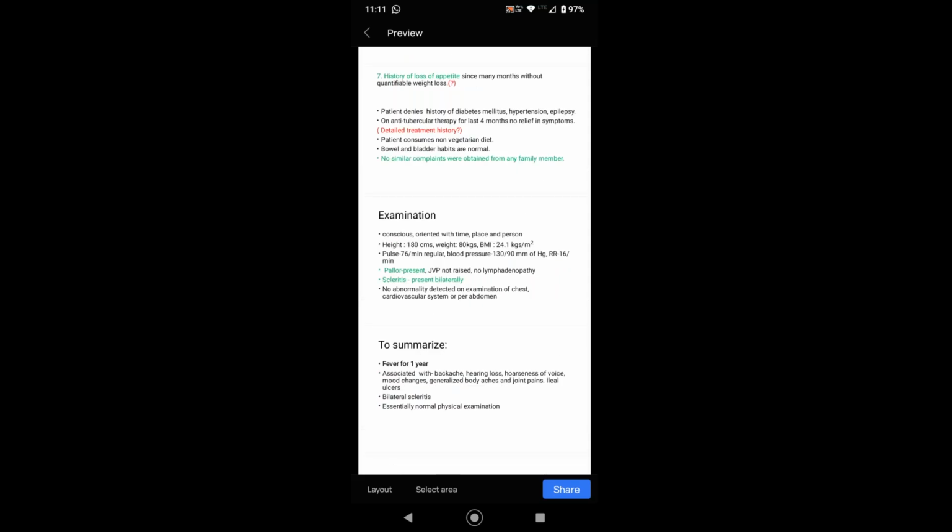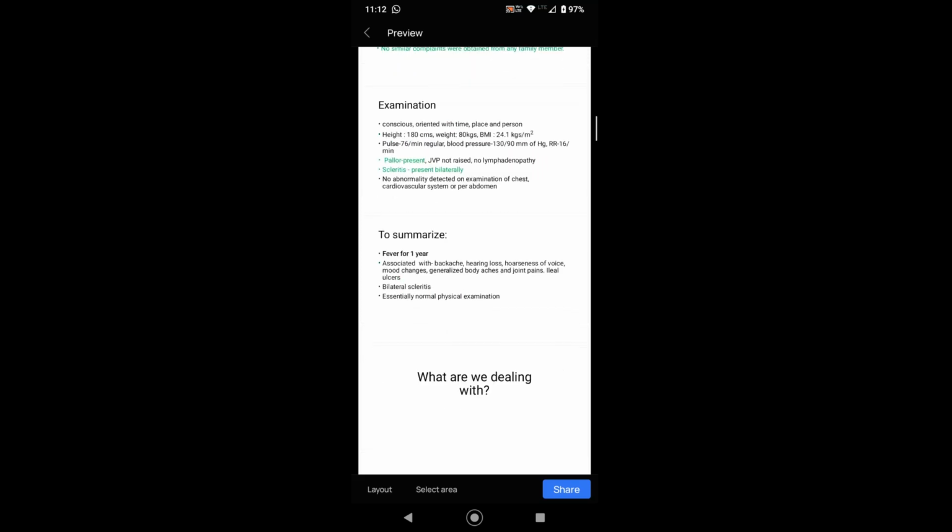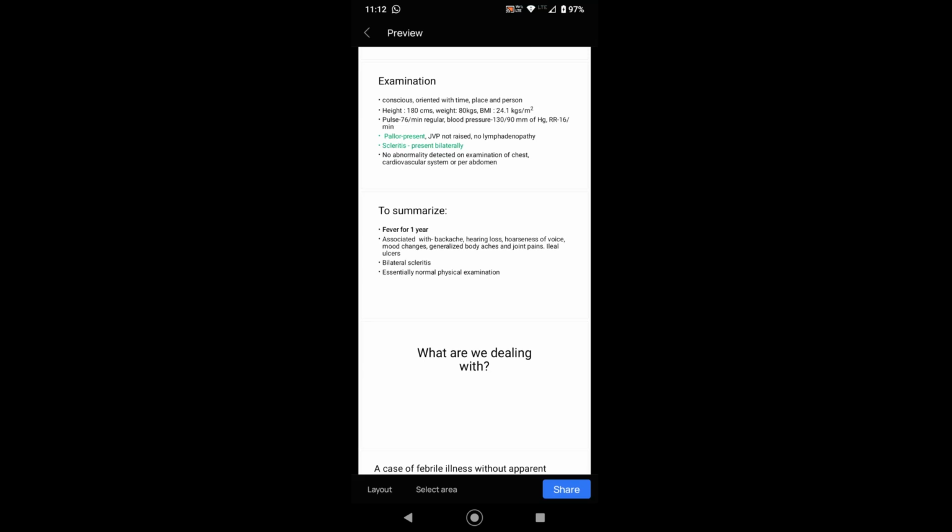Examination: the patient was conscious, oriented with time, place and person. His height is 180 centimeters, weight is 80 kgs, BMI 24.1 kgs per meter square. The pulse was 76 per minute, regular. BP was 130 by 90 mmHg. Respiratory rate was 16 per minute. Pallor was present, JVP not raised, no lymphadenopathy. Scleritis was present bilaterally. No abnormality detected on the examination of chest, cardiovascular system or per abdomen. To summarize, fever for 1 year associated with backache, hearing loss, hoarseness of voice, mood changes, generalized body aches and joint pains, oral ulcers, bilateral scleritis, essentially normal physical examination.